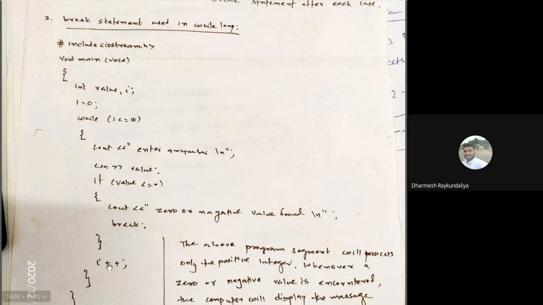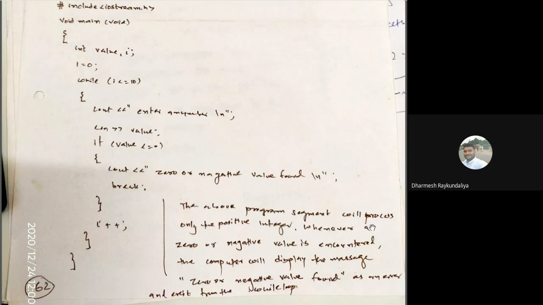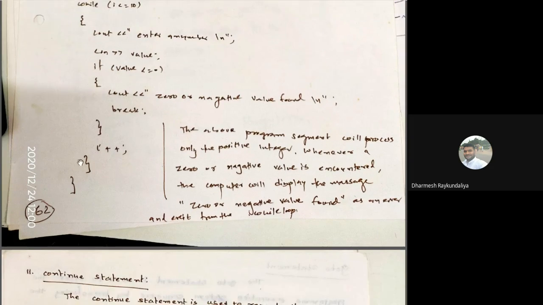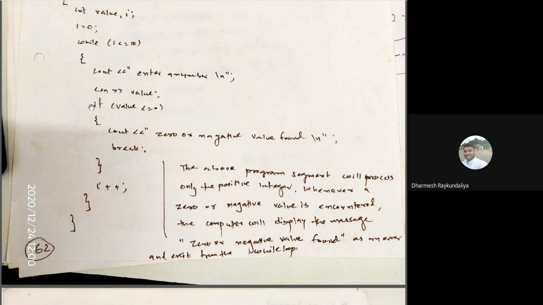So how many times will this repeat? It will repeat 10 plus 1, 11 times, because 0 to 10, 0 including, so it will run 11 times. The above program segment will process only the positive numbers. As soon as a negative number or 0 is observed, it will exit from the loop. That means the while loop is over. When such a value is encountered, the computer will display the message "0 or negative value found" as an error, and it exits from the while loop. So this is the use of a break statement in the while loop.